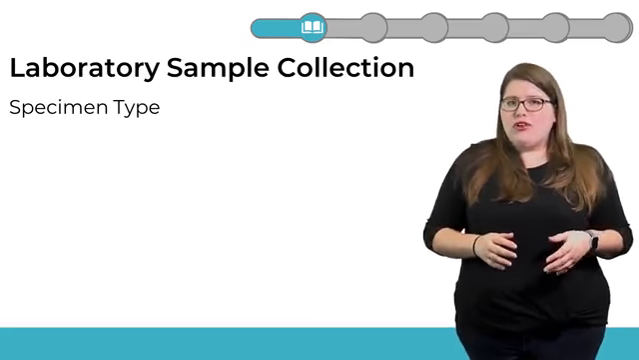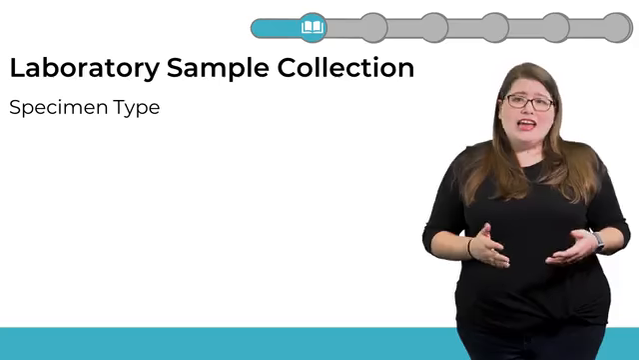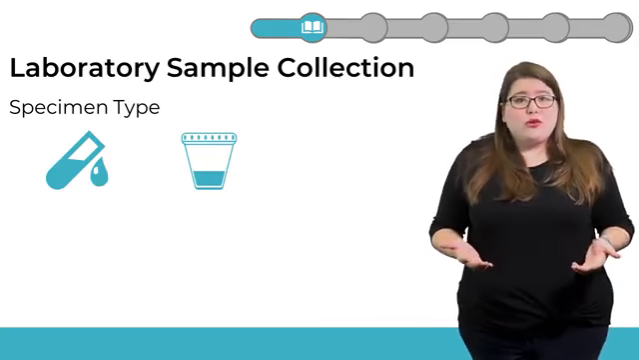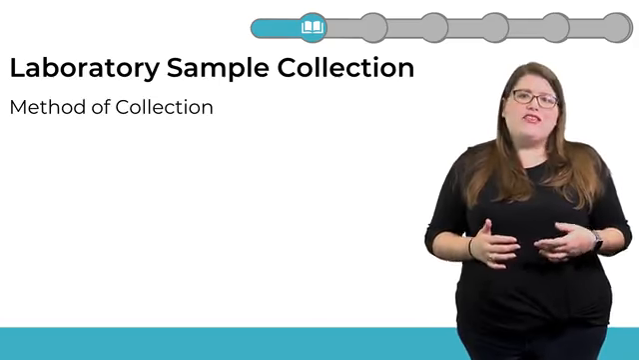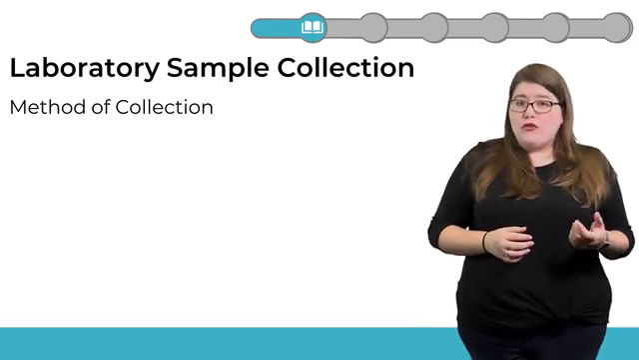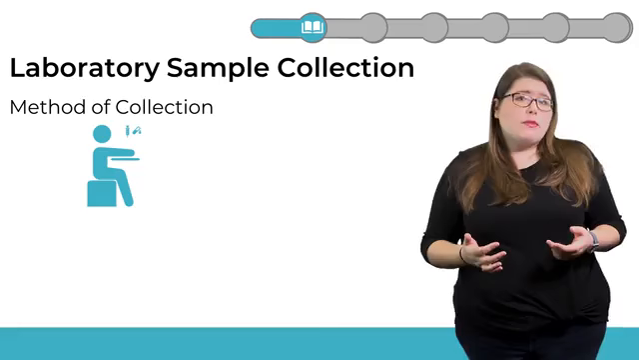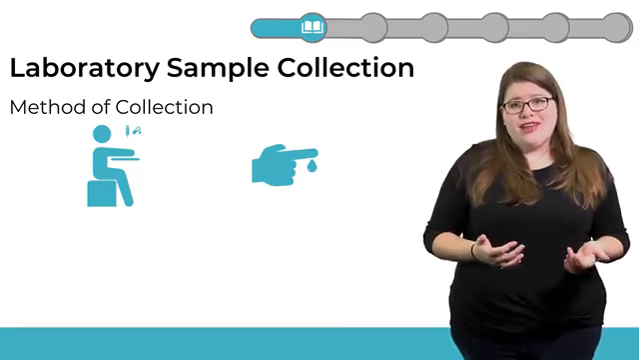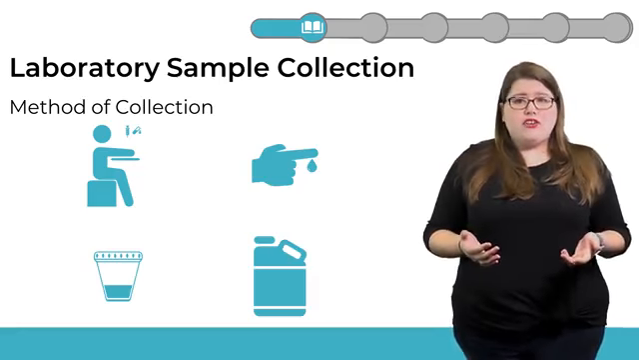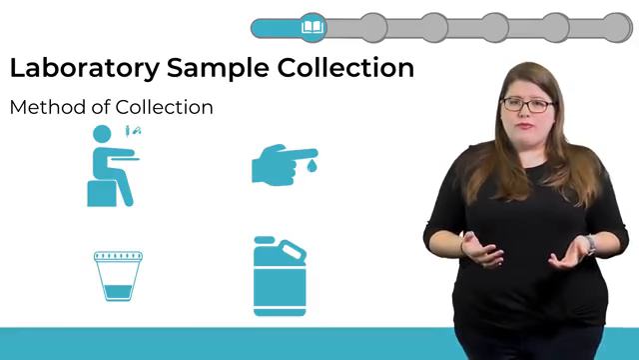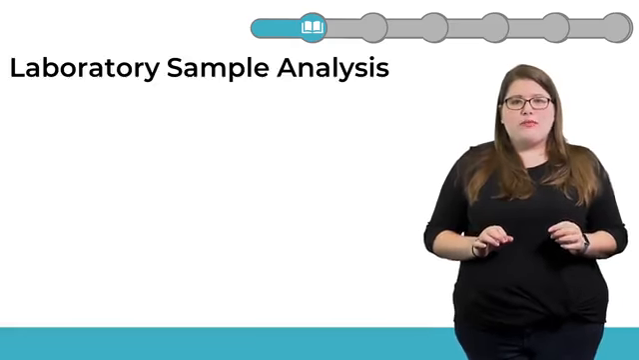The kind of sample is called the specimen type and can be things like blood, urine, or even a stool sample. How the sample is collected is the method of collection. For example, is it blood drawn from an arm or a finger stick? Is the urine sample a random collection or all urine passed in a 24-hour period? The third step of the process is analyzing the sample.